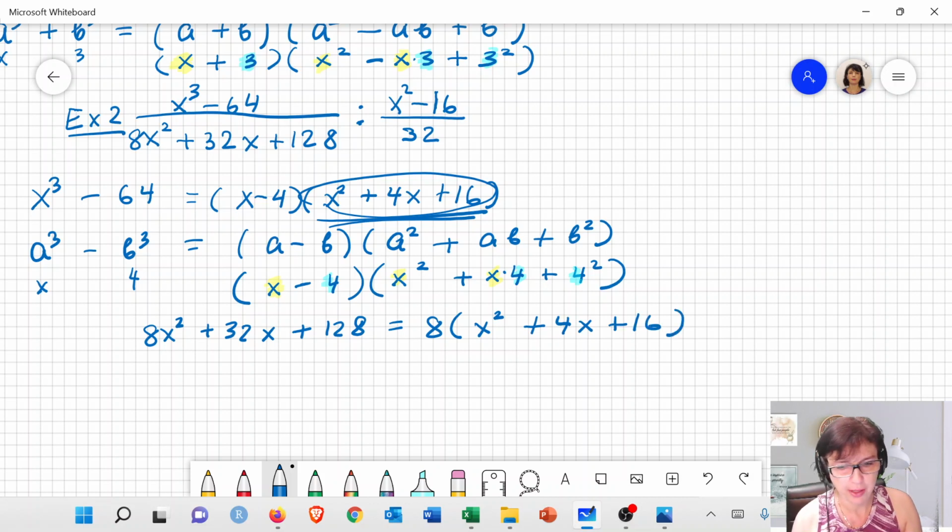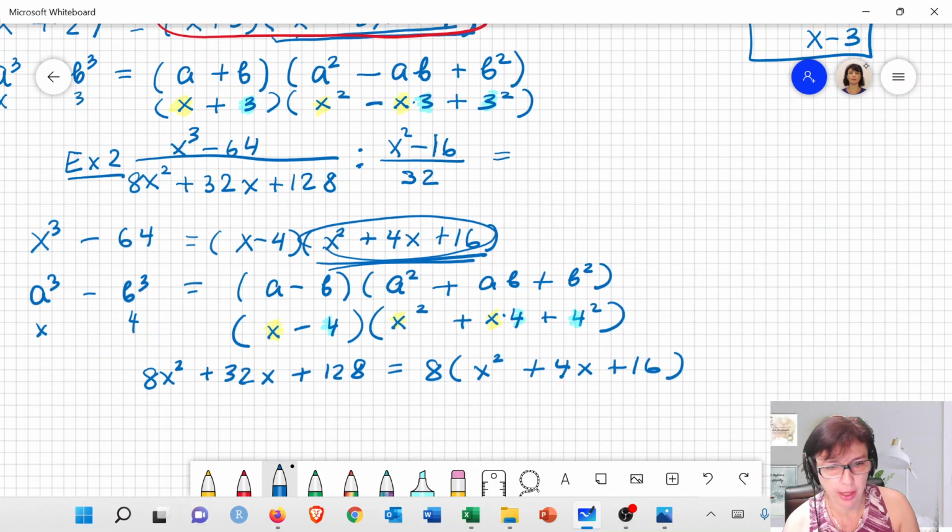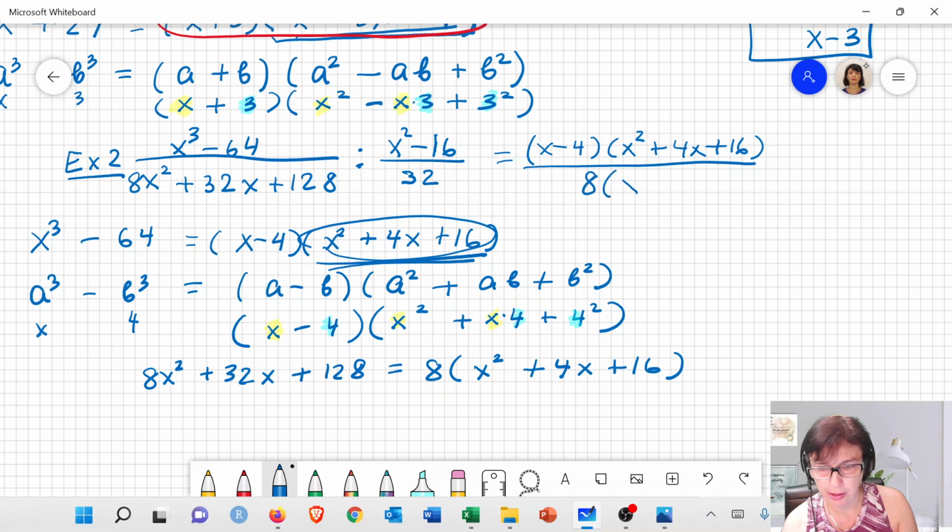So verify that this is correct. If I take 8 out of 32, that's 4. If I take 8 out of 128, well, 128 divided by 8, that's actually 16, okay? So anyway, what I will have on the top is, instead of x cubed minus 64, I get x minus 4 multiplied by that ugly x squared plus 4x plus 16. And that is also going to be on the bottom, and it is going to successfully cancel.